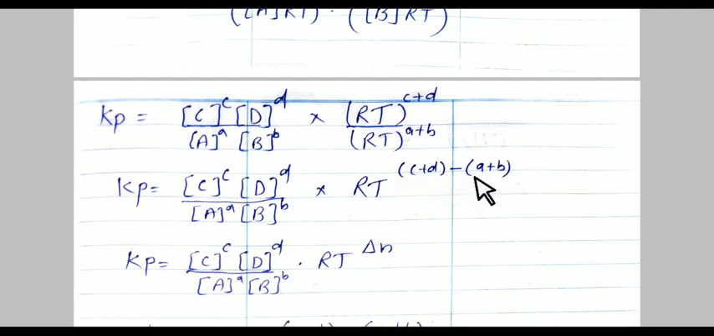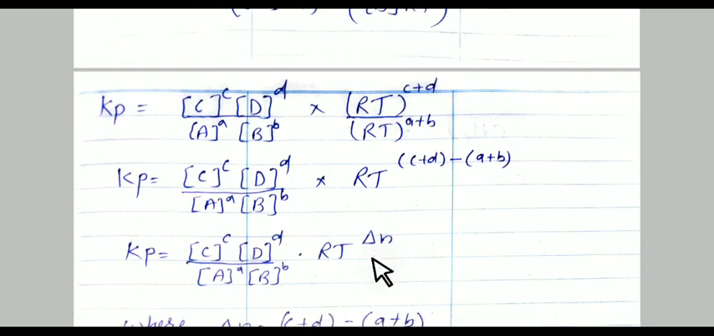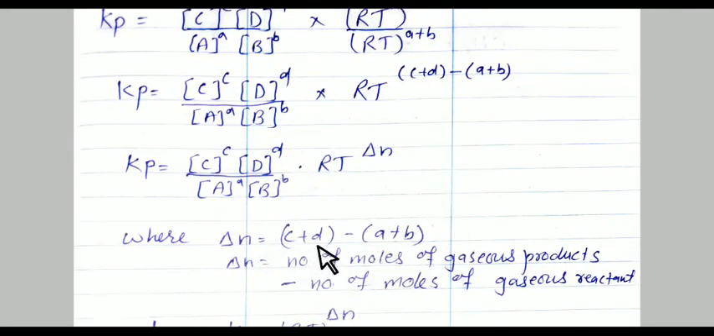Now C plus D minus A plus B. C plus D means product, the number of moles of product. A plus B means the number of moles of reactant. Means number of moles of product minus number of moles of reactant. Means delta N. The formula of delta N is C plus D minus A plus B, which means number of moles of gaseous product minus number of moles of gaseous reactant. So in place of C plus D minus A plus B, we can write delta N.